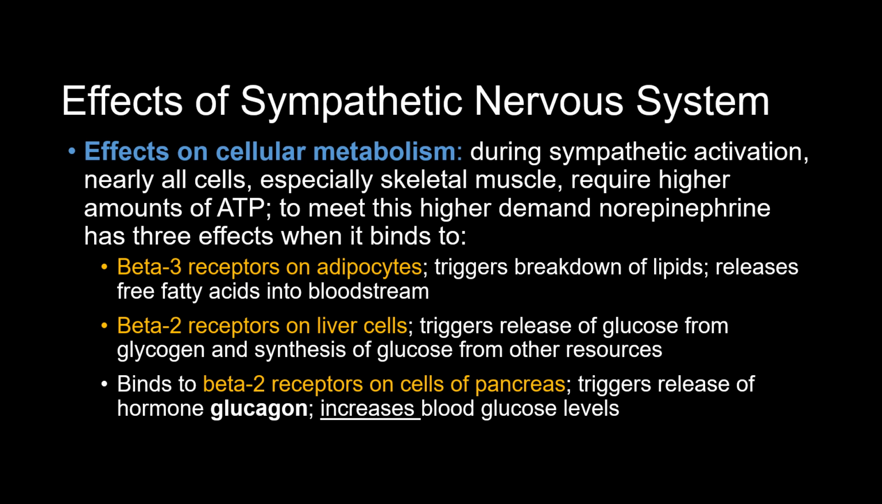Next, it will bind to beta-2 receptors on cells of the liver, and this will trigger the release of glucose from glycogen, as well as the synthesis of glucose from other precursors. And then it can also bind to beta-2 receptors on cells of the pancreas and trigger the release of a hormone called glucagon, and this increases the concentration of glucose in the blood.